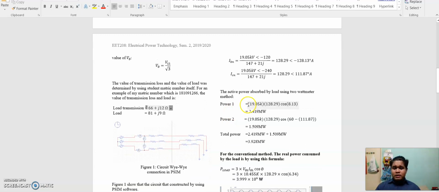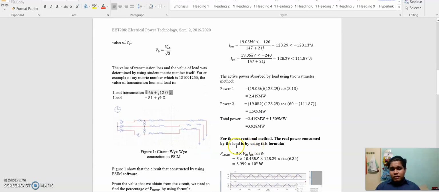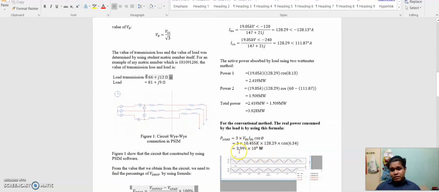So in power 1, the final answer I get is 2.419 megawatt, and power 2 I get 1.509 megawatt. So the total power, summed up, gives the final answer 3.928 megawatt. For the conventional method, the real power consumed by the load is found using this formula: P load = 3 times V phase line times I phase line cos theta. So the final answer is 3.99 times 10 to the power of 6 watt.